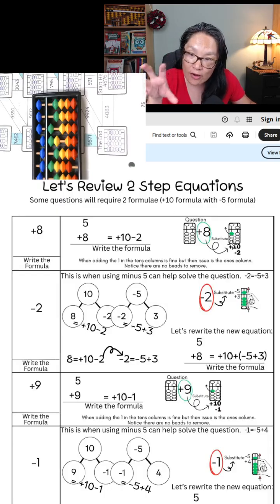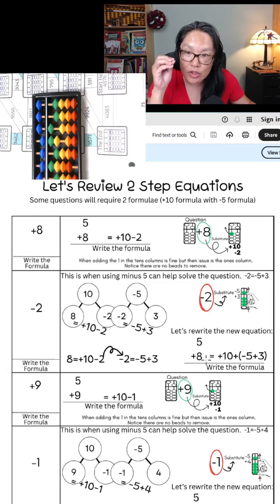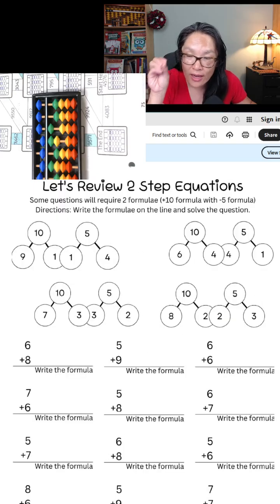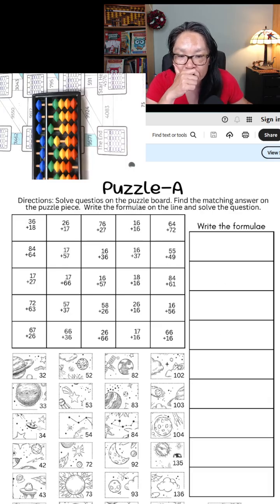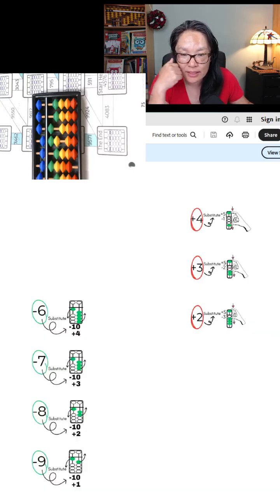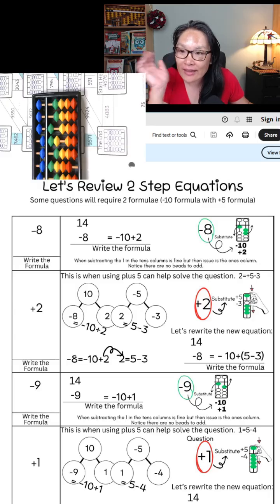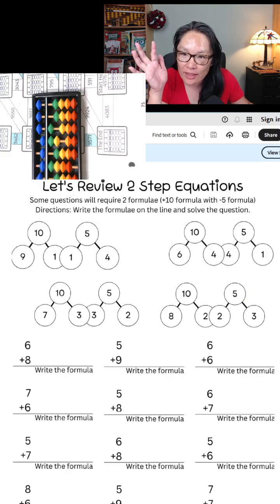I was trying to figure out how to do the two-step, how to make it easier to explain. And so it's one thing at a time. First, understand that you're going to do the adding of the 10, and then you do the minus of the 5. And we do that for the adding of the two-step and the subtracting of the two-step. And then I have a puzzle for you guys, and you can cut it out, answer the question, and then write it up. And then this is the minus of the two-step.